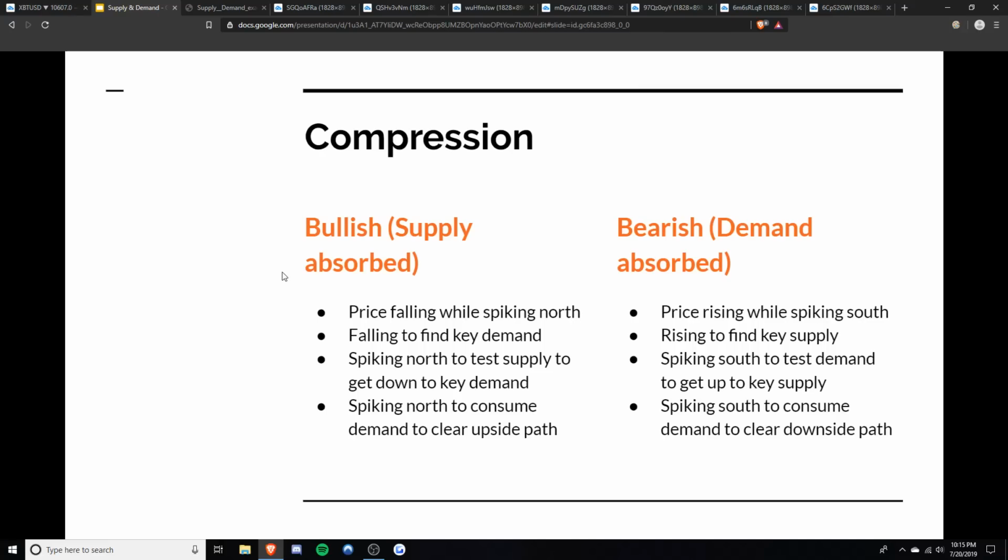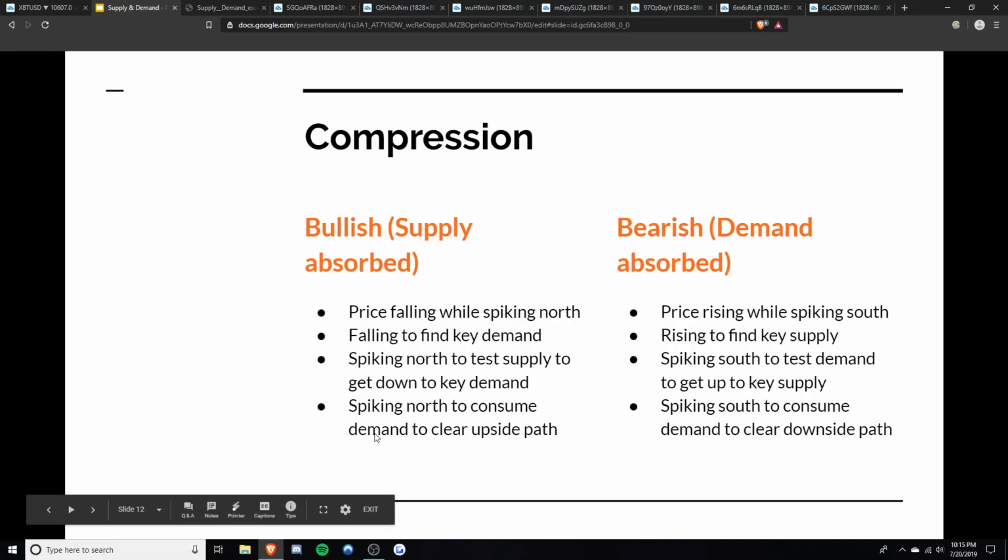And also, while it's spiking north, it's consuming all the demand. That should actually be supply. I don't know why it says demand. So this should be supply right here, spiking north to consume supply to clear the upside path. So basically, it's consuming the supply above price. That way, whenever price does hit that key high time frame demand zone, it has a clear path to move to the upside with no resistance stopping it. No supply left to stop price or reverse it.